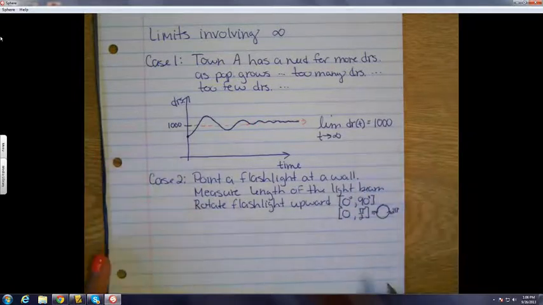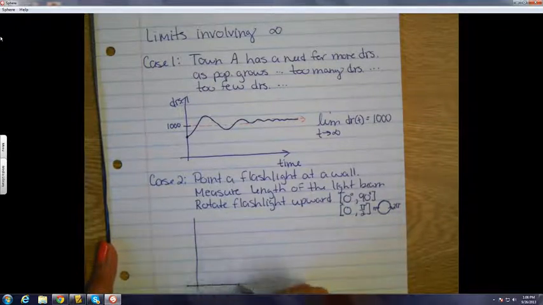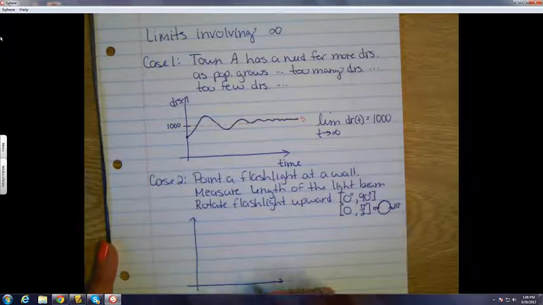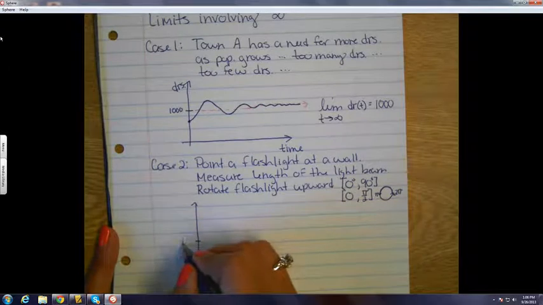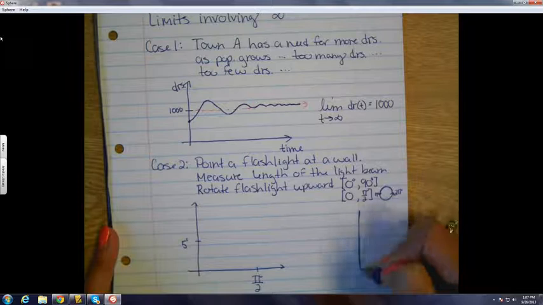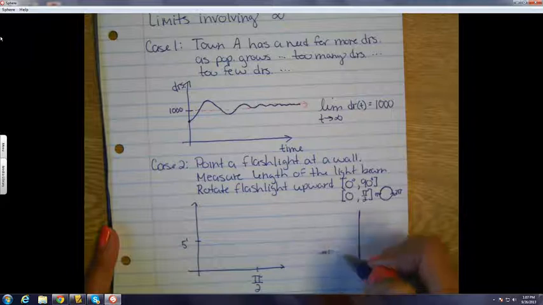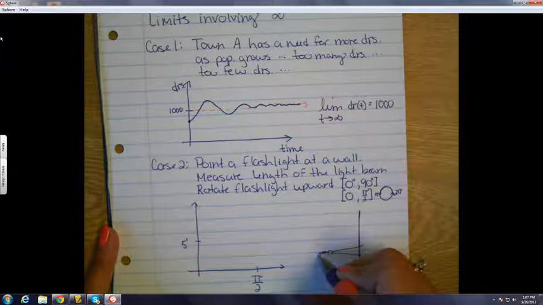Okay. So our graph would look like this. Let's go pi over 2. And let's say I'm starting at 5 feet from the wall. So if you need a little picture, here's my wall. Here's my little flashlight. Little button, the beam of light. That's a bad flashlight. Okay, and we're starting 5 feet away from the wall.